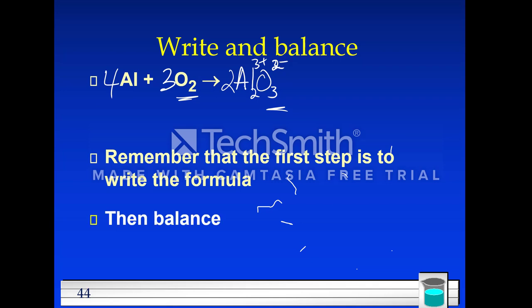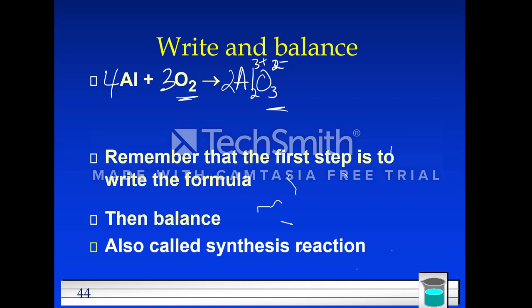People are tempted to write Al plus O2 makes AlO2. But if you look, that won't form because aluminum is 3 plus and O is 2 minus, and they won't equal 0. If you go online and look at practice of these, oftentimes they call this the synthesis reaction.